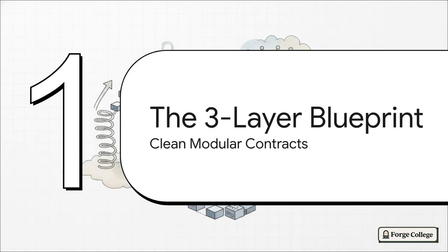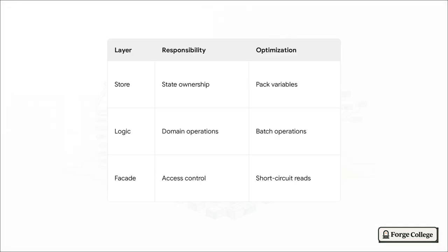Which brings us right to Section 2, the 3-layer blueprint. Let's unroll these blueprints and look at the exact architecture that's going to keep our smart contracts clean, modular, and infinitely scalable. Okay, so let's map that restaurant analogy directly into technical terms. We essentially have 3 distinct layers. First is the store. This is our strict pantry. Its one and only responsibility is state ownership, literally just holding the data.